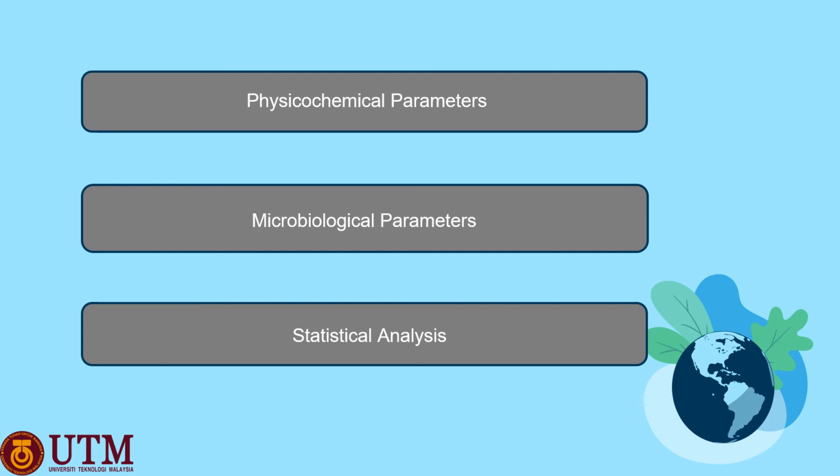The last one is statistical analysis. Statistical software Minitab Release 15 was used to develop PCA, which is Principal Component Analysis, FA, which is Factor Analysis, and Analysis of Variance, ANOVA, of the experimental data.